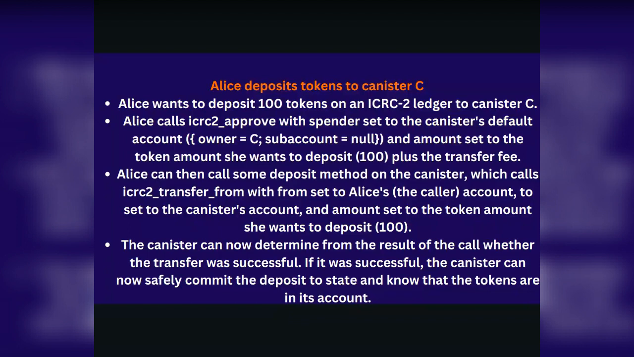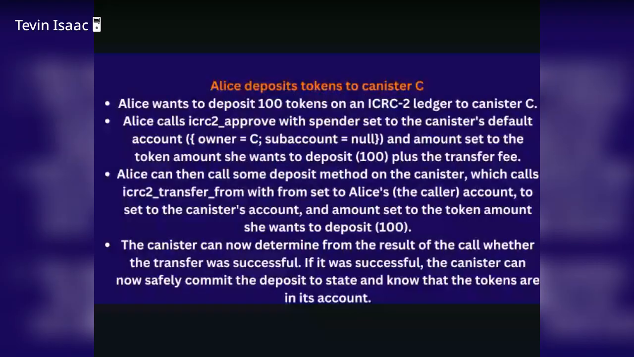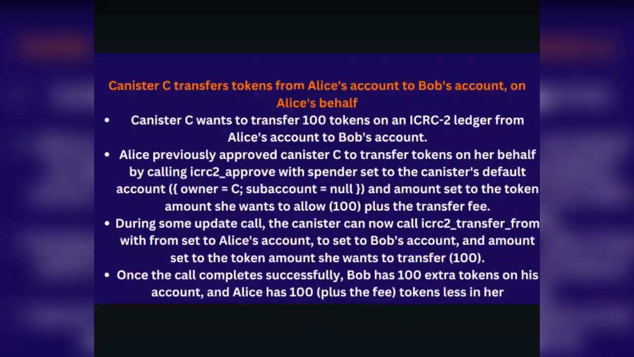calls an ICRC2 transfer from to seek the approval and then the transfer, with Alice's account set as the from account. So the canister can now determine from the result of the call whether the transfer was successful. If it was successful, the canister can now safely commit the deposit to state and know that the tokens are in its particular account. So this whole many words is just a scenario to explain to you how these particular methods are really important in an ICRC1 token. That's why I just named it an ICRC2 token standard on Internet Computer.